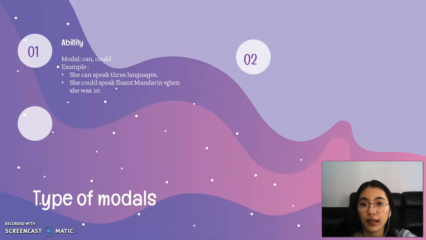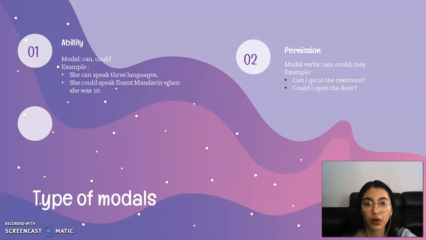And the second one is permission. The modal verbs are can, could, and may. For example, can I go to the restroom? Could I open the door? May I borrow your book? Like that. And the third one is advice.